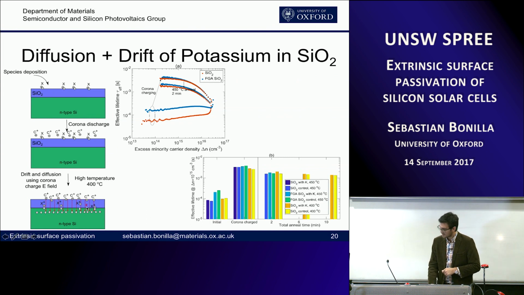So we did that. Unfortunately, when you do samples with and without any potassium ions, they show absolutely no difference. Here we have the starting lifetimes, we corona charge them, we know that the lifetimes go high up, then we anneal them, the lifetime decreases a little bit, but not too much, and then they're virtually the same regardless of whether you have potassium ions or not. So that test wasn't too good.